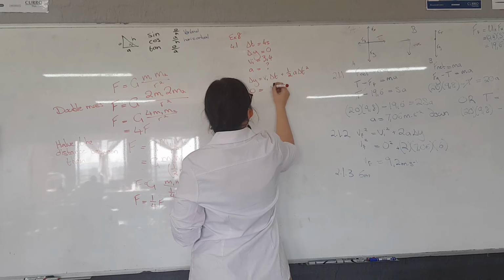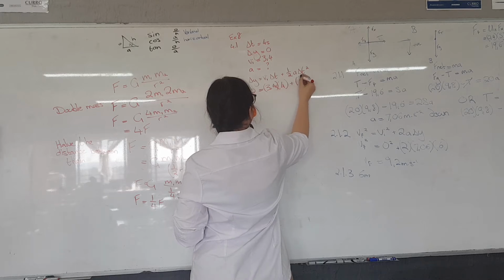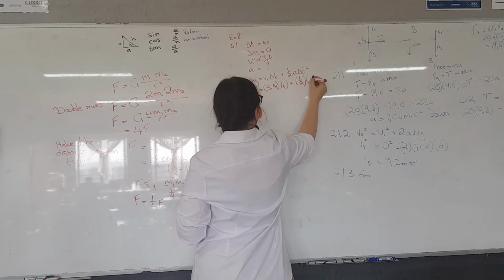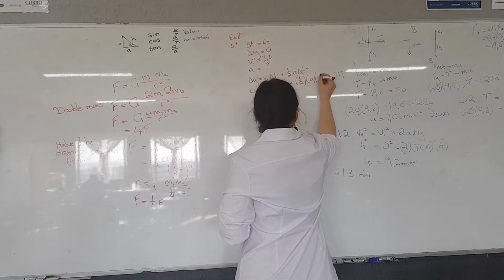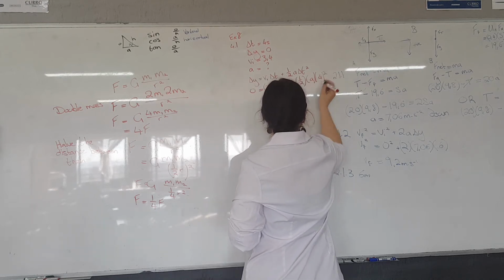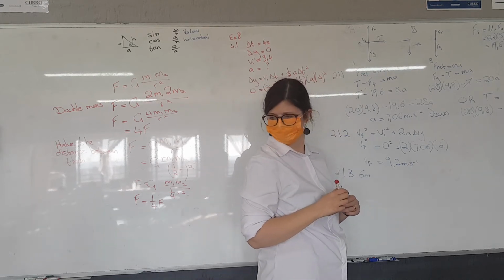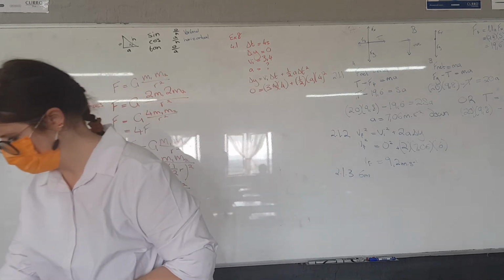Vi is 3.4 times 4 plus half a times 4 squared. Can someone calculate a for me please? Okay, can I borrow your calculator?